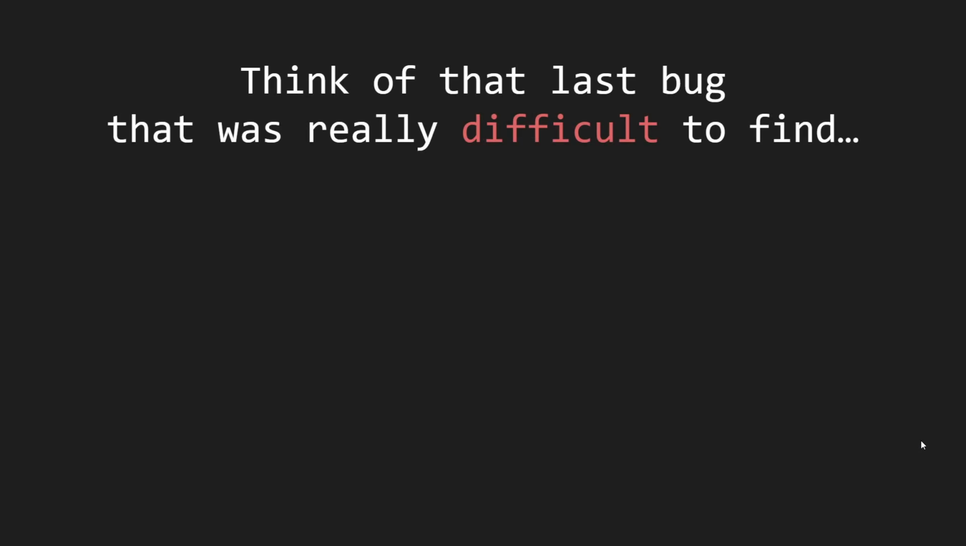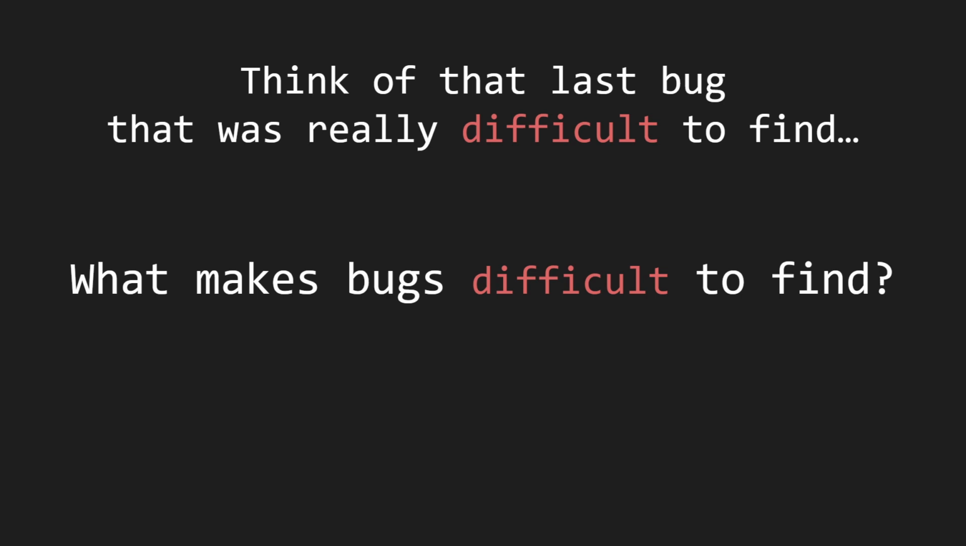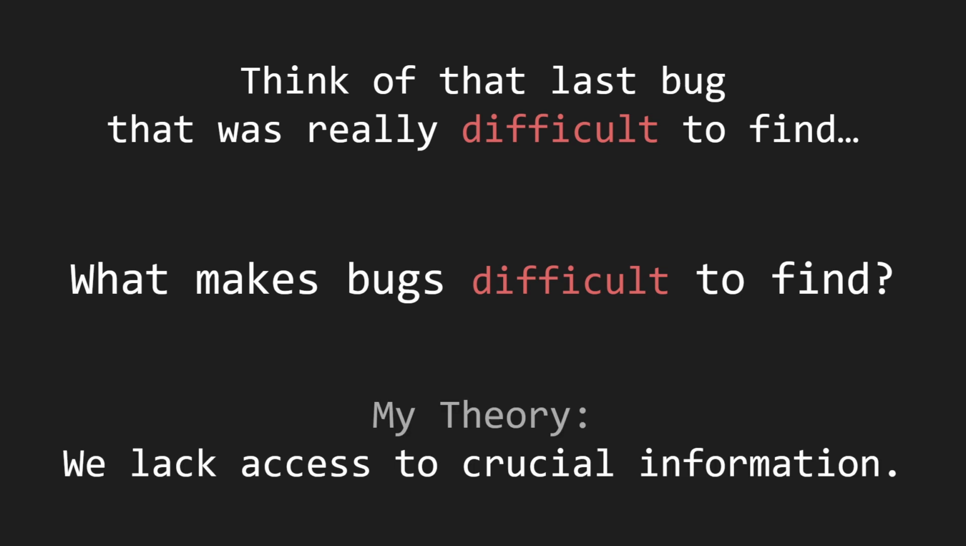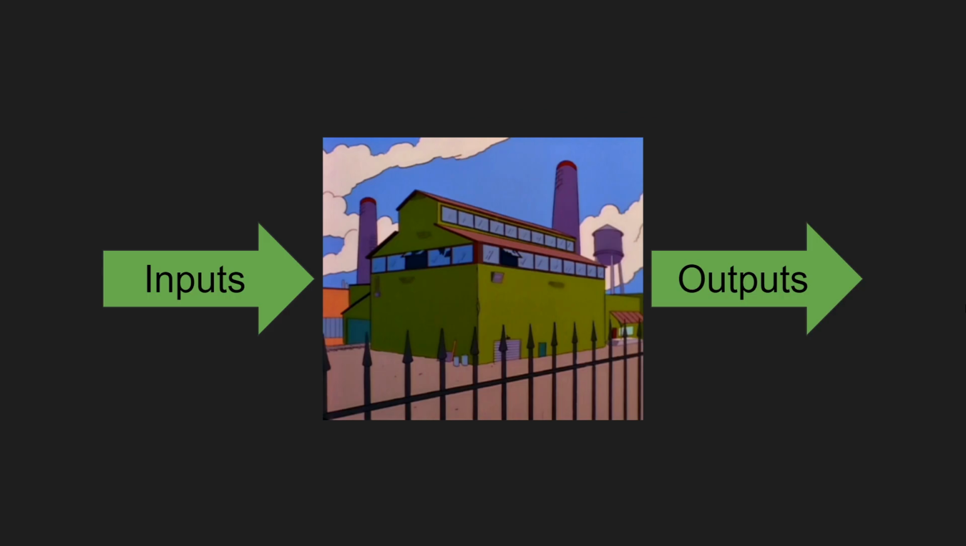What was that last bug that was really easy to fix, but difficult to find? And what made it so difficult to find? My generalized theory? Lack of access to crucial information. Let me explain. To my mind, our applications are huge, complicated factories with their inputs and their outputs.